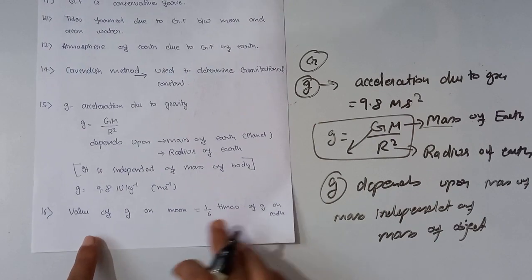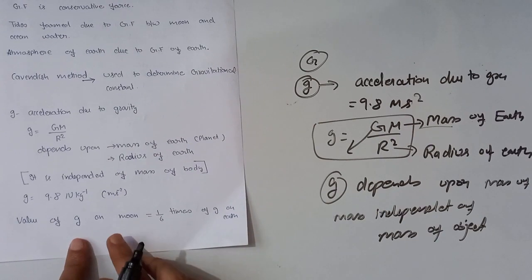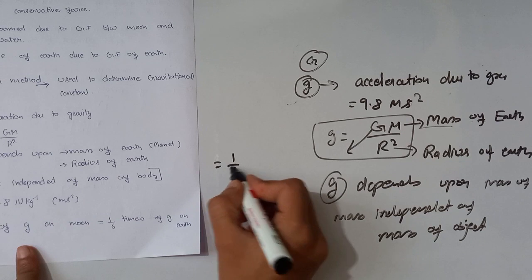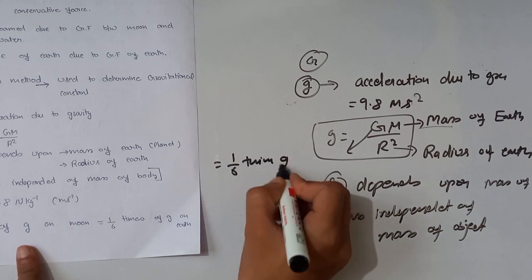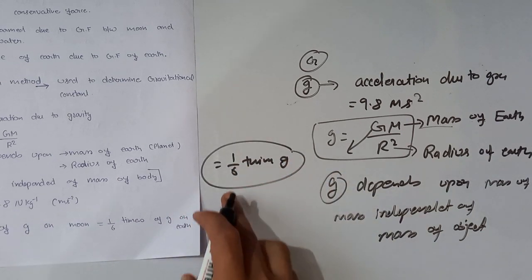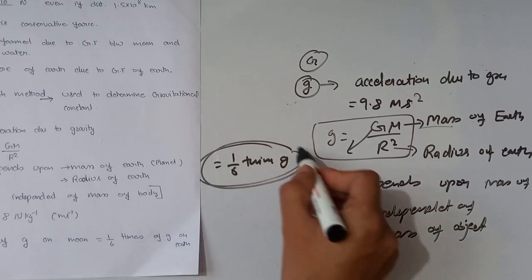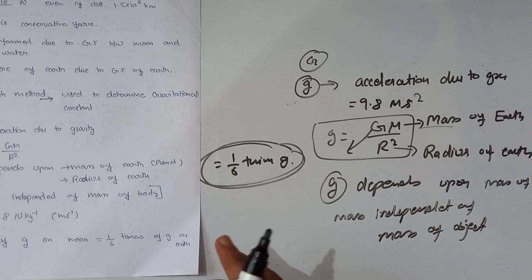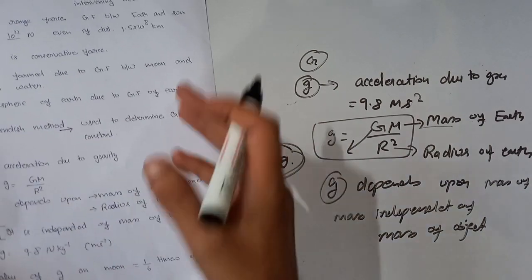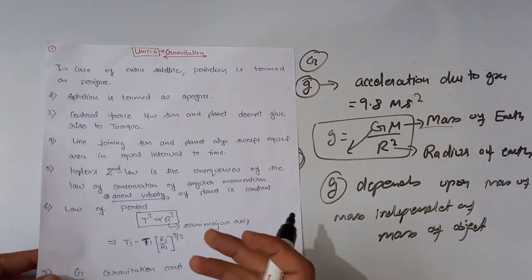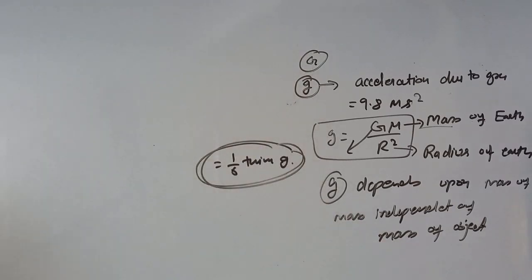Our next important key point is that the value of g on the Moon is 1/6 times the value of g on Earth. The value of acceleration due to gravity on the Moon is equal to 1/6 that of the value of g on Earth. These are some important key points of this chapter for today. Now we will discuss some important numericals on the basis of these key points and the formulas we discussed.